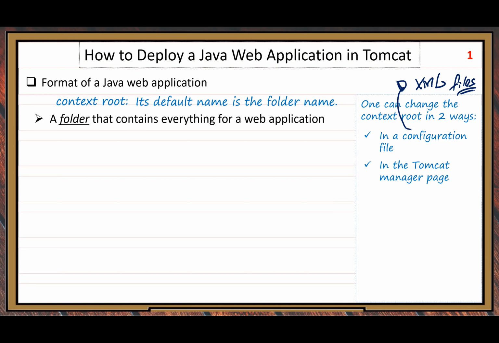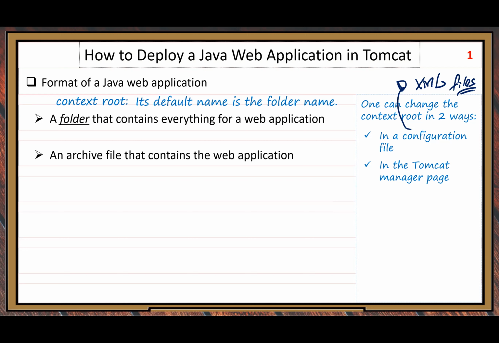Second way, in the Tomcat Manager page, there is a special web page called the Tomcat Manager page. In the next slide, I will show you the Tomcat Manager page. We can do a lot of things there. One thing you can do is change the context root.